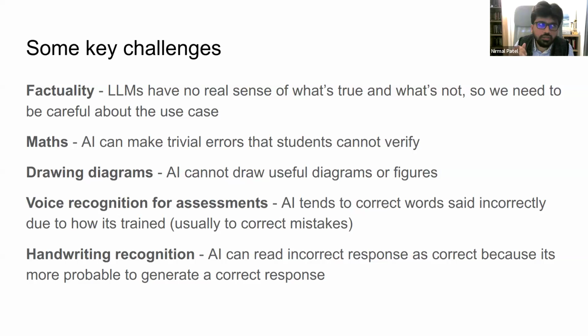But when AI is being used to assess reading fluency and whether children are saying the words correctly, AI cannot identify that and will tend to correct the mistakes of children. This is because it's trained like that. So it's not very useful at the moment for assessments or to really do it well.